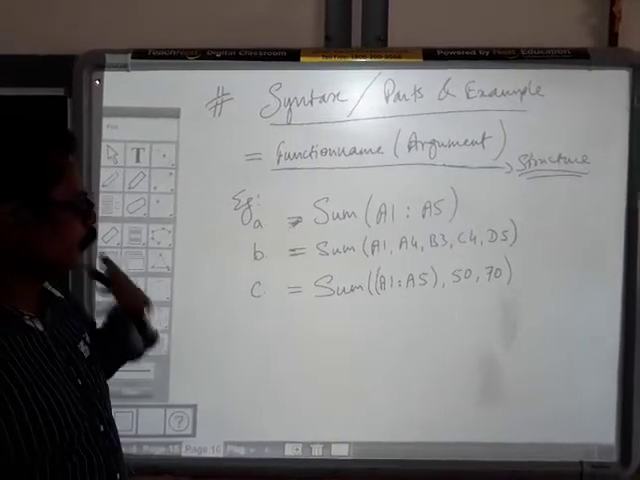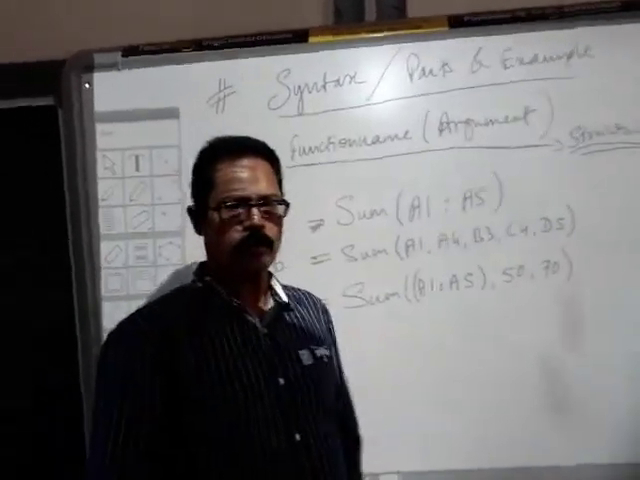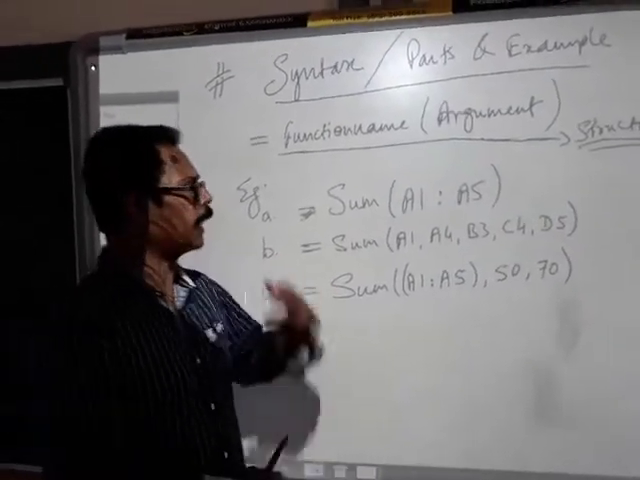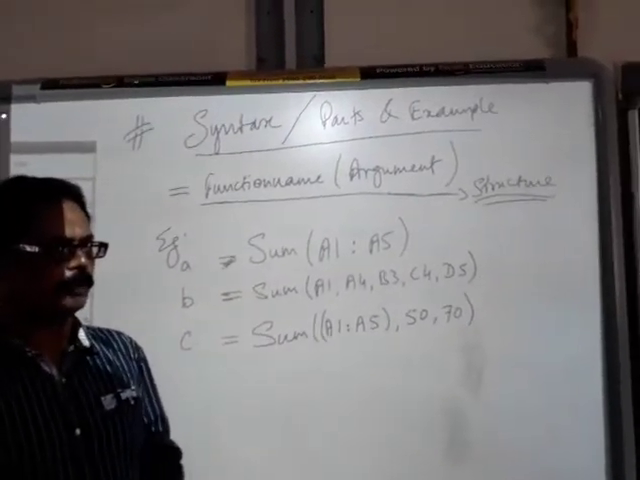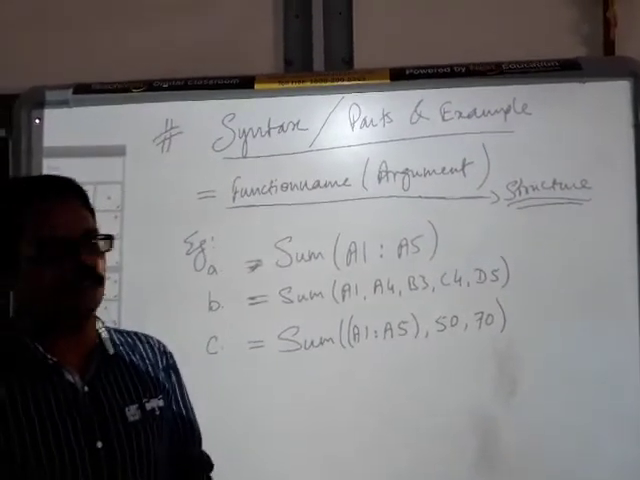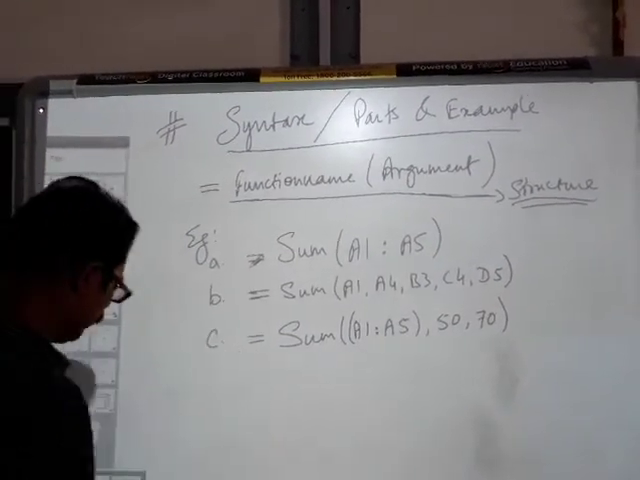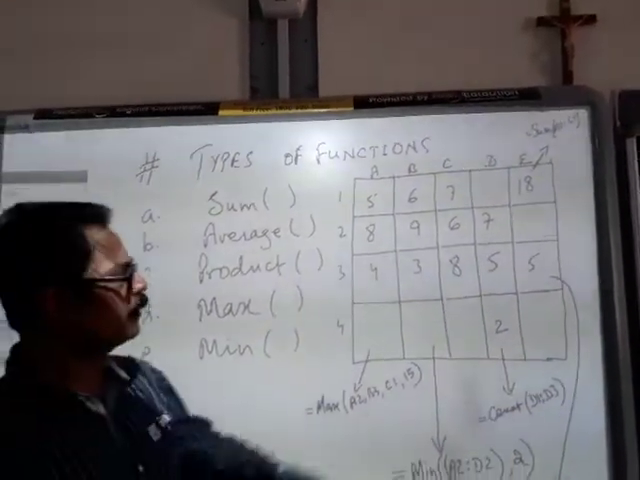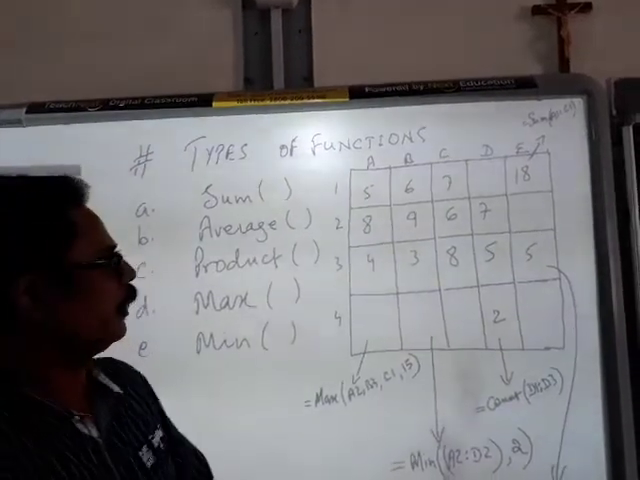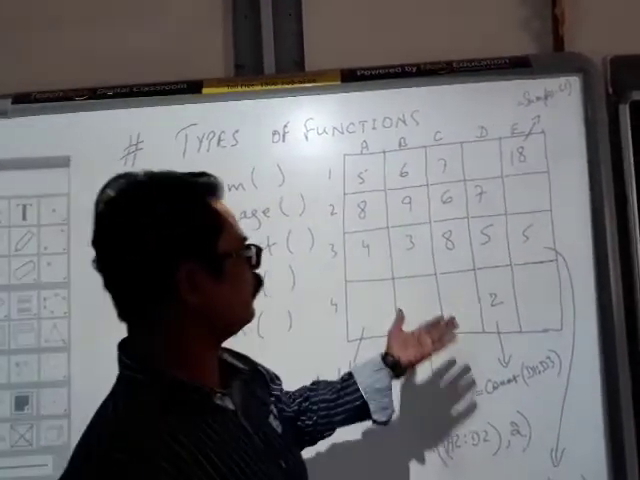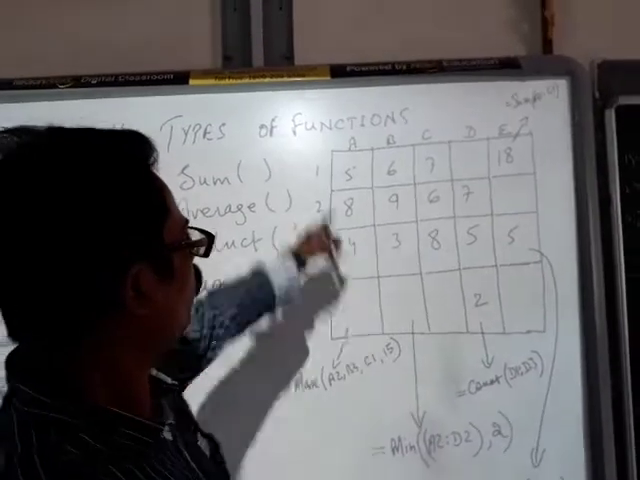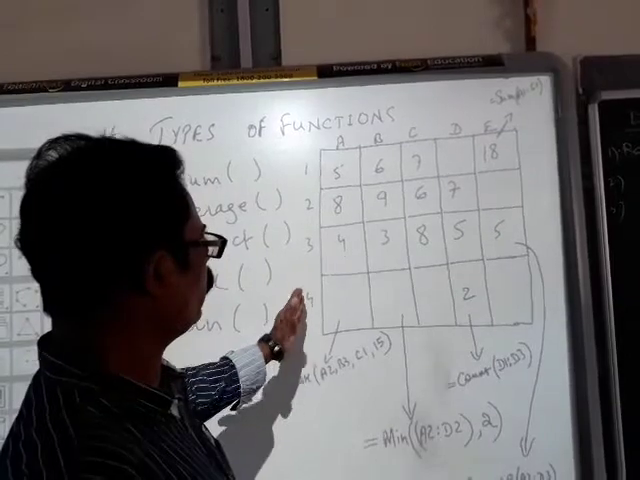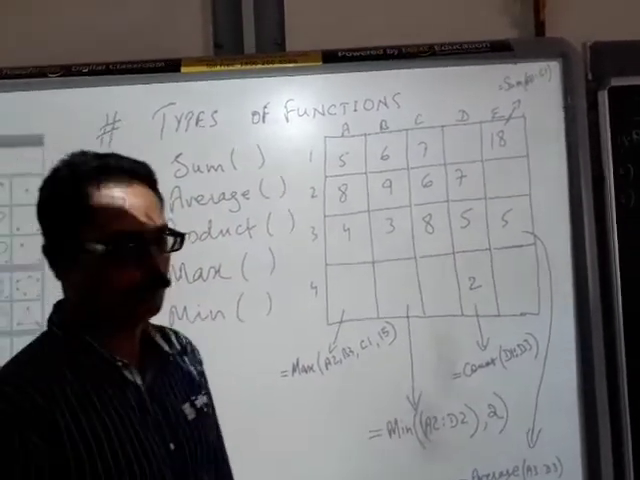So how are we going to use these formulas? Let us say sum. There are different types of functions that are used as formulas in MS Excel. The first one is sum in this case. Let us understand with the help of an example. Here there is an example of an Excel sheet, that is a worksheet, where we have column names A to E and row numbers from 1 to 4.